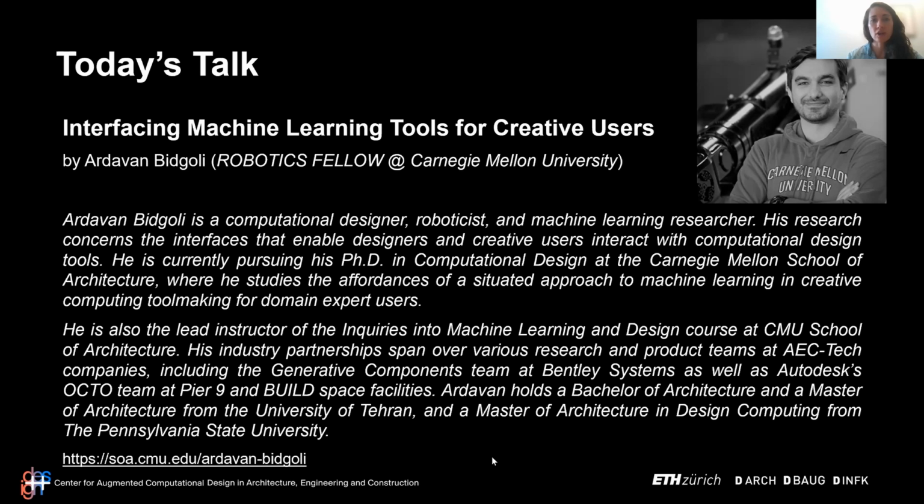He is also the lead instructor of the Inquiries into Machine Learning and Design course at CMU, the School of Architecture. His industry partnerships span various research and product teams in AEC tech companies, including the Generative Components team at Bentley Systems, as well as Autodesk's OCTO team in Pier 9 and Build Space facilities. Ardavan also holds a Bachelor of Architecture and Master of Architecture from University of Tehran, and a Master of Architecture in Design Computing from Pennsylvania State University. Also check out his website if you want to see more. And with that, the floor is yours.